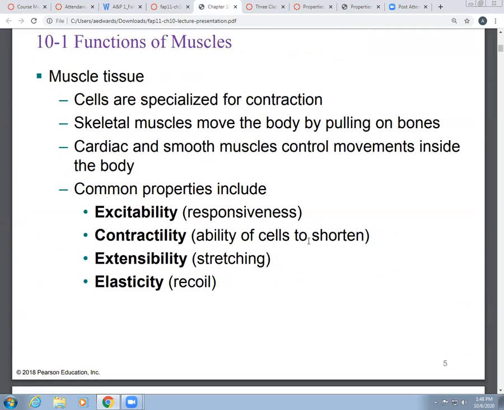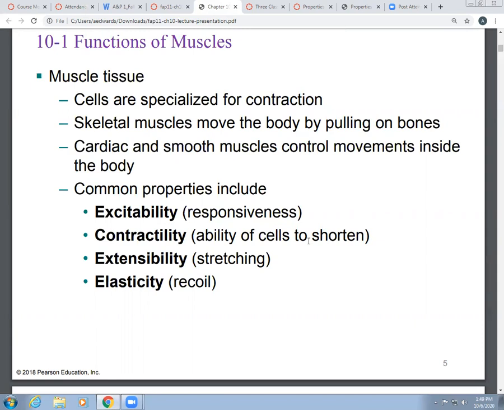Muscle cells are specialized for contraction. That's what they do. How do they move the body? Well, they pull on the bones. Muscles pull. Even if you think you're pushing, you're really still pulling. Your muscles really aren't designed to push, they pull against the bones that they're attached to. So your skeletal muscle pulls on the bones. The cardiac and smooth muscles control movements inside your body.